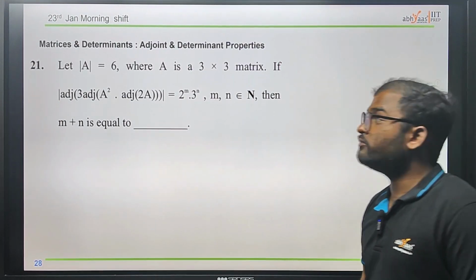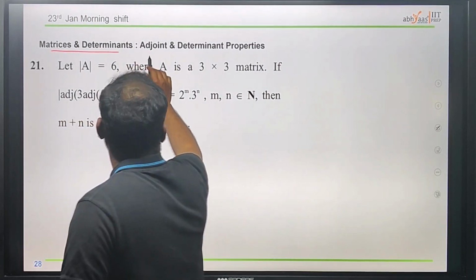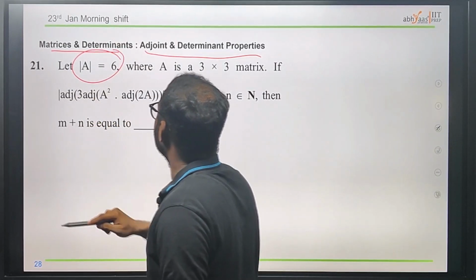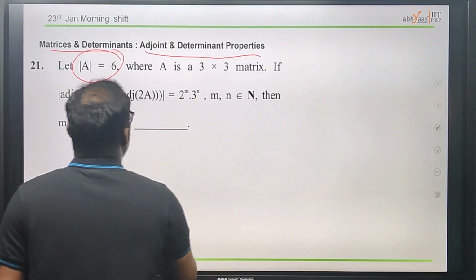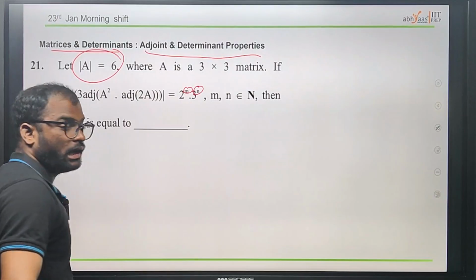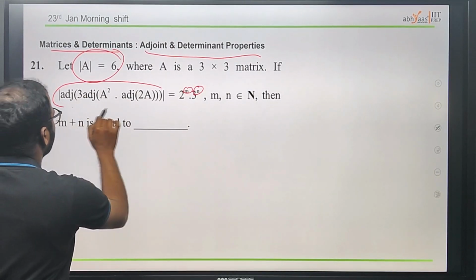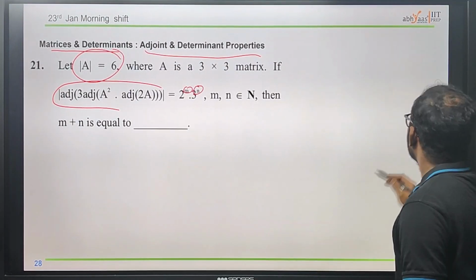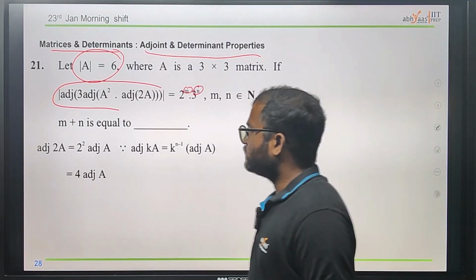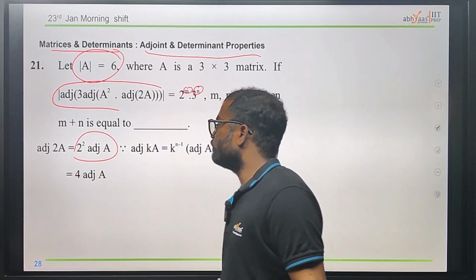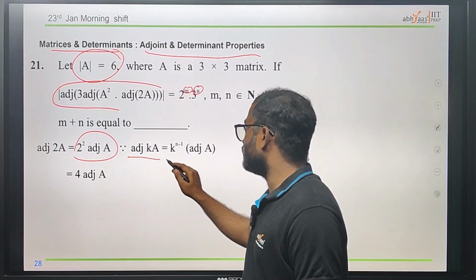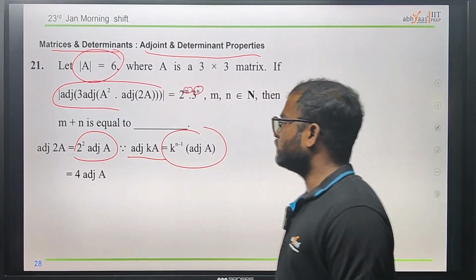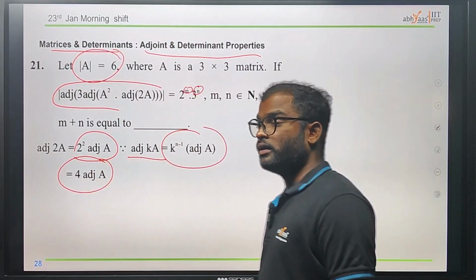Now come to section B. We have a question on the basis of matrices and determinants, which is a simple question. If you observe, they have given that the determinant of A is 6, and they are asking about this one. We need to find m and n, but first we need to do this process: adjoint of 3 adjoint of A square into adjoint of 2A. Now see here, adjoint of 2A is equal to 2 square into adjoint of A, since we know adjoint of kA can be written as k power n minus 1 into adjoint of A, which is nothing but 4 into adjoint of A.